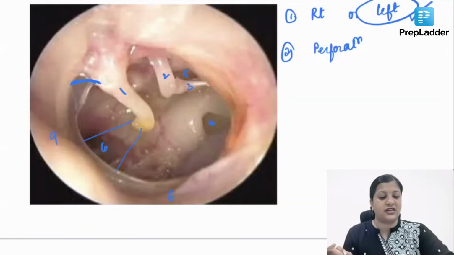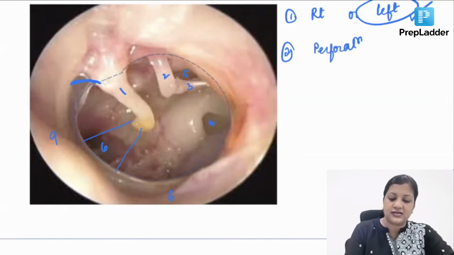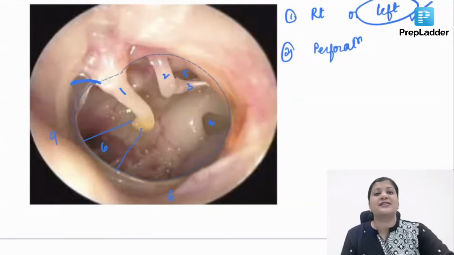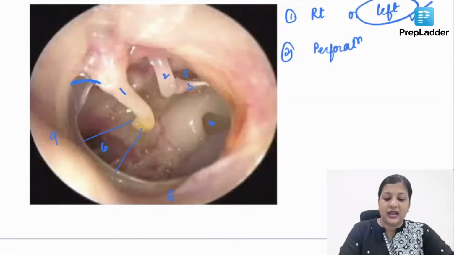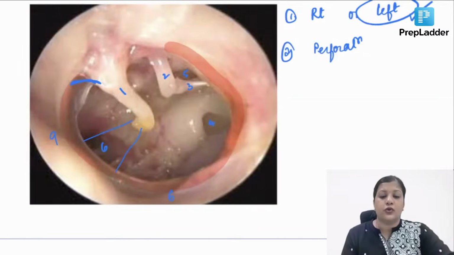So that everybody has got it right. Now we see that the perforation is in pars tensa. Do you see that the perforation is localized only to the pars tensa? It is not present in the pars flaccida. So whenever we have a perforation occupying all the quadrants of pars tensa and the annulus, see here, the annulus is not involved by the perforation, then we call such a perforation as subtotal perforation.